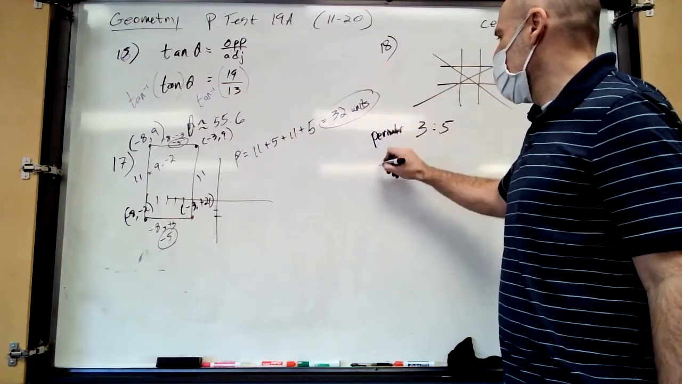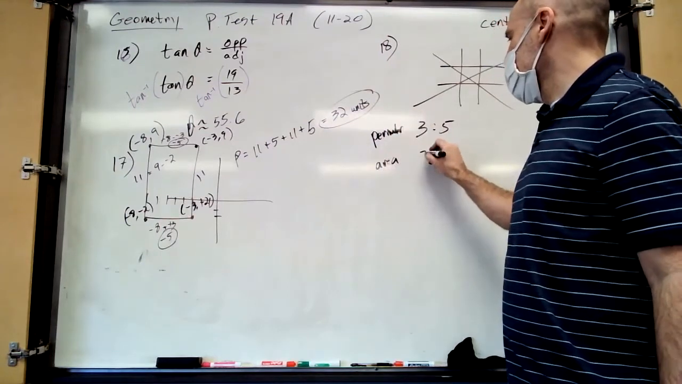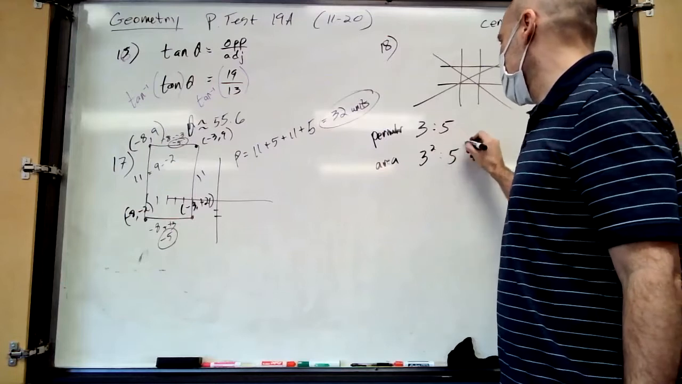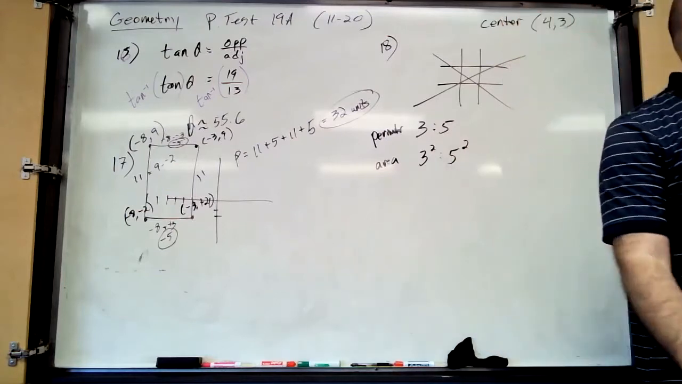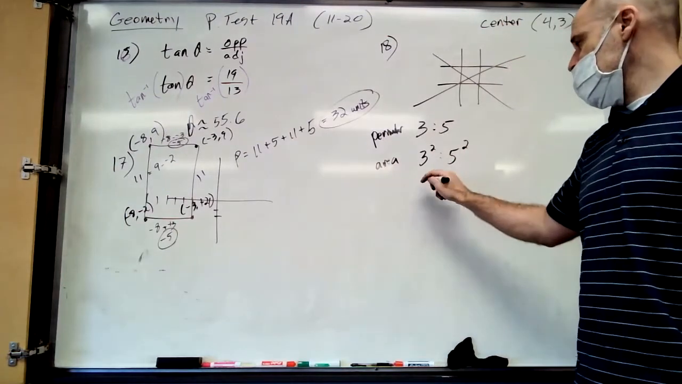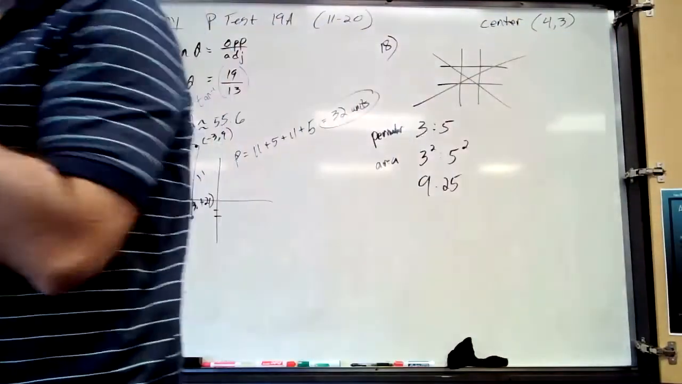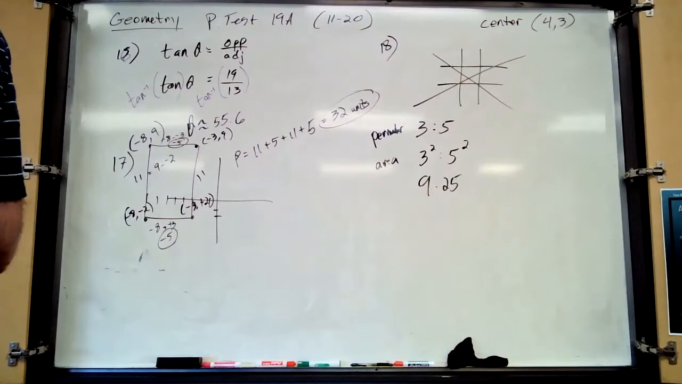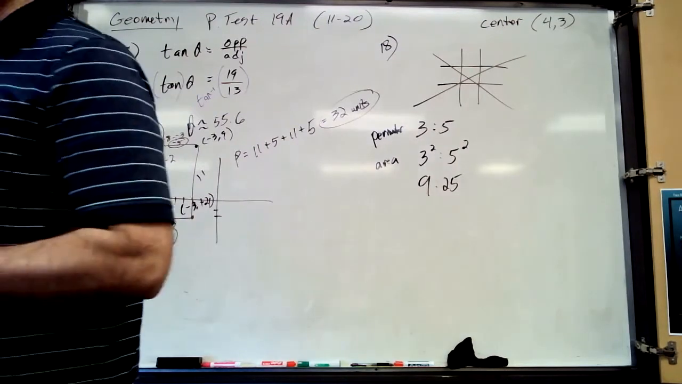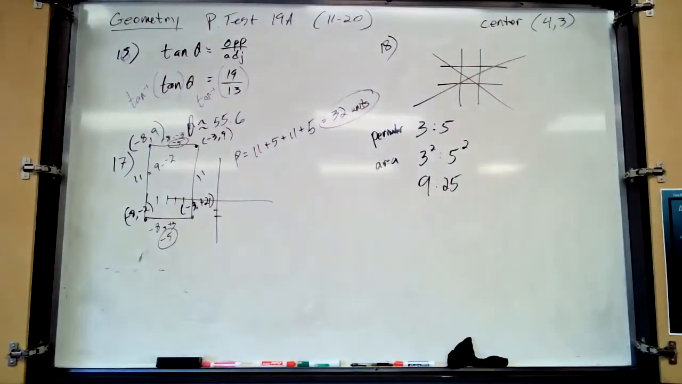Wait, you've gone too far. 3 is the 3 and 5 is the 5, and then we just square them. So it'd be 3 squared, 5 squared, right? So 9 to 25 is the ratio of the areas. That's something you need to remember. 3 squared, 5 squared. So it's 9 to 25. Okay, so here's the deal.